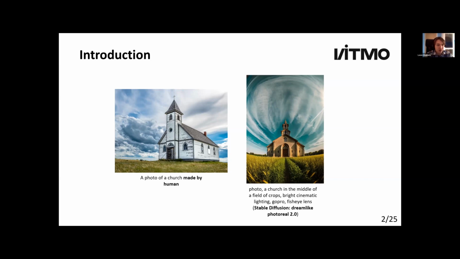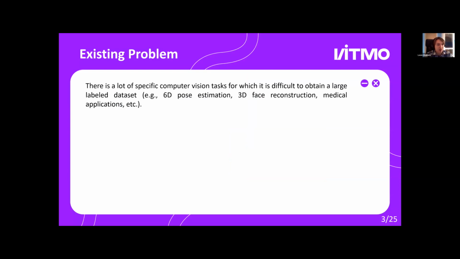As you can see, the generated image is pretty photorealistic and very accurate in representing the text prompt. This is one point, and the other is that we have an existing problem. There are a lot of specific computer vision tasks for which it is difficult to obtain a large labeled dataset. For example, 6D pose estimation, 3D face reconstruction, medical applications, and etc.